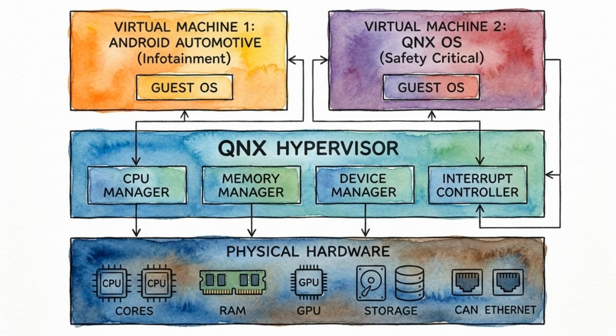Above the hypervisor, we have multiple virtual machines. Each virtual machine is like an isolated environment with its own allocated CPU, memory, and devices. Inside each virtual machine, a guest operating system runs. This could be Android Automotive for infotainment or QNX OS for safety-critical functions like the instrument cluster.